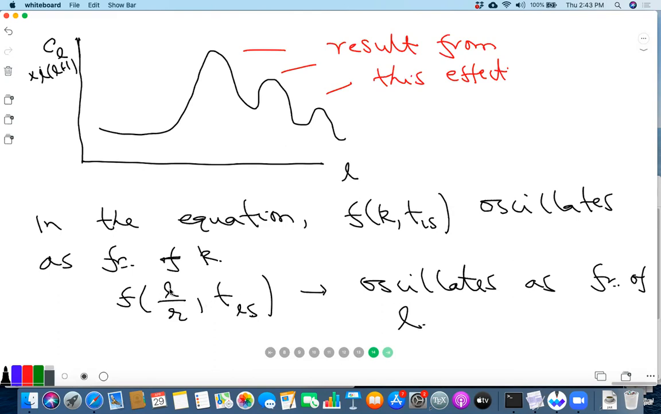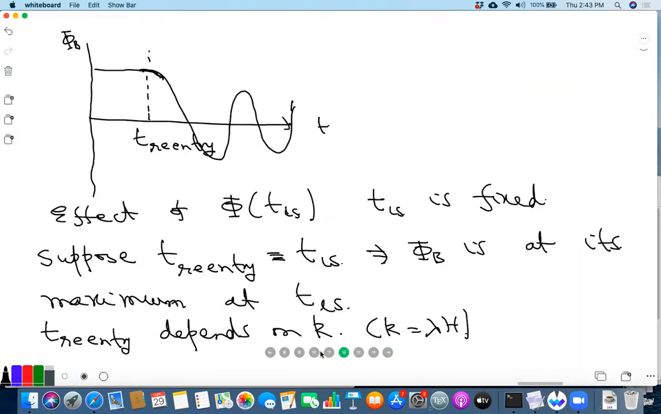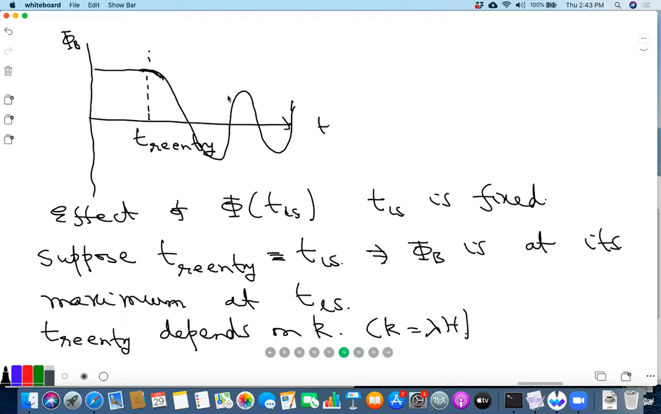Is this clear? So f is a function that relates the phi b, psi b, r, and zeta at the time of last scattering to Ri, right? What happened during inflation. And that requires solving this equation. So f encodes the effect of solving this equation, or the effect of this oscillation. So this oscillation was in time, but f is evaluated at fixed time, TLS.